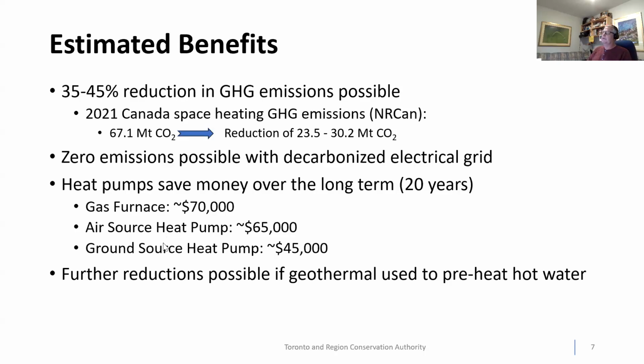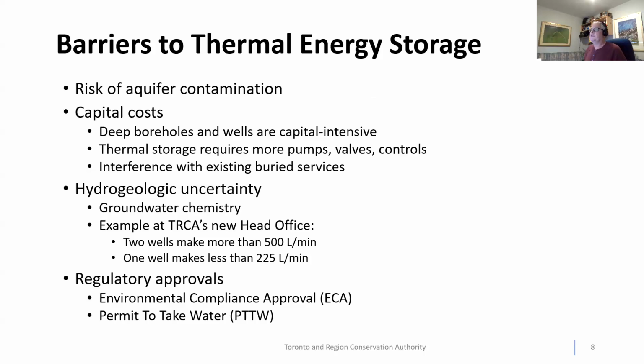Over the lifetime of a furnace or heat pump, a gas furnace would cost about 70,000, an air source heat pump about 65,000, and a ground source heat pump 45,000. So, significant savings potentially over the long term. And you can have even further reductions if that energy is used to preheat your hot water. So if this is so great, where are the barriers?